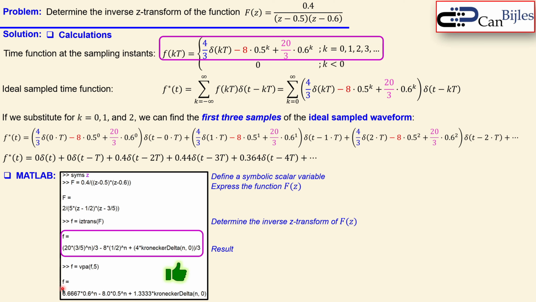So again, if I want to also have it in a different form, convert the fractional values to decimals. In this case, I have chosen 5 places. And you see here, this 20 over 3 will be then 6.6667. And this is then 0.6 to the power n. And this 8 will be then times 0.5 to the power n. So it's a little bit easier to read. And we have here 4 over 3 will be then approximately 1.333. So right, this was our second example, constituting the inverse z-transform of a function.